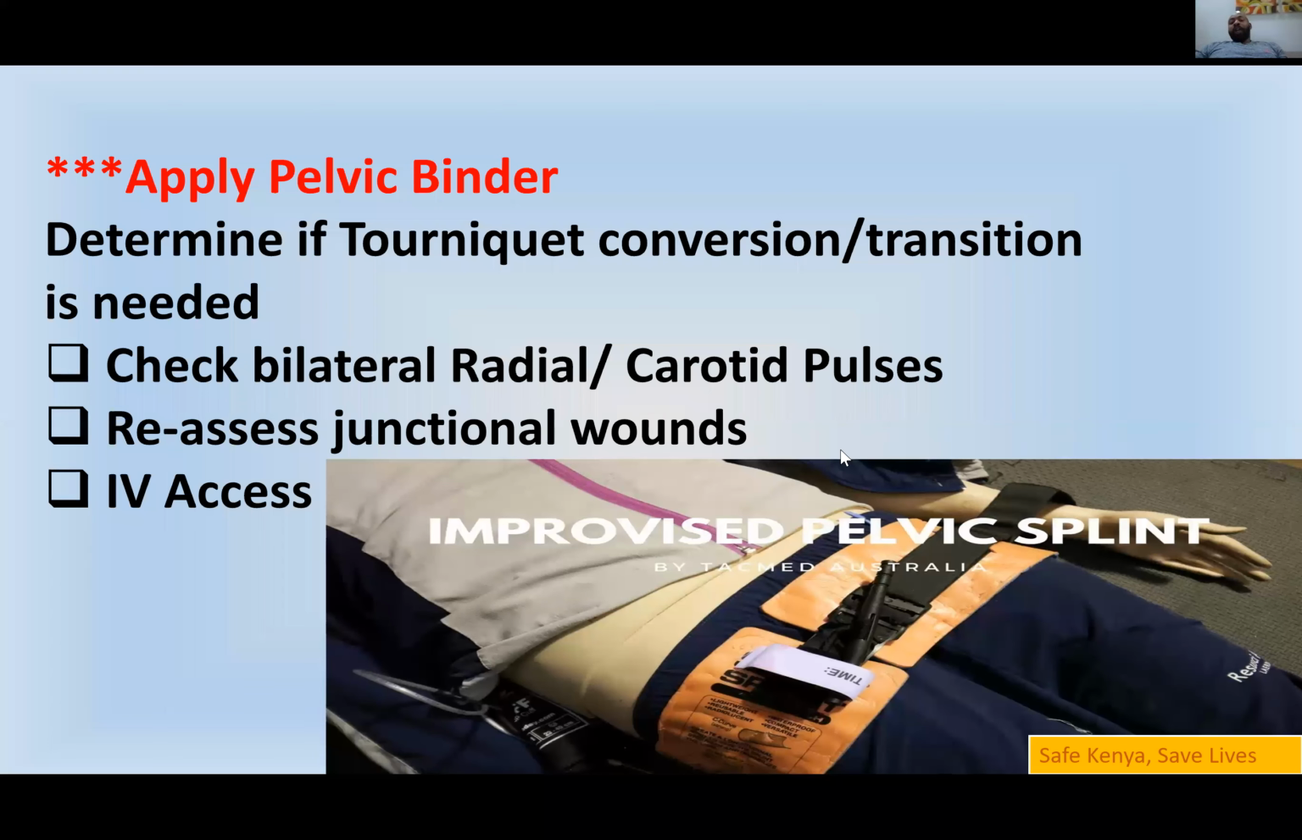Or we can do IO access, intraosseous access, and that's usually done with the EZ-IO in the femur. Or if they have the FAST1, it's the sternum. It just depends on what your company has, what your hospital has, and what access you can get with those.